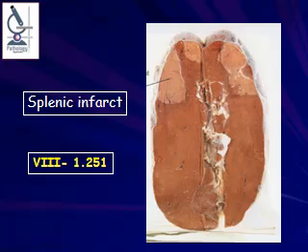How do we describe these multiple lesions? Considering the location, they are peripheral or subcapsular, which means they are located under the capsule of the spleen. They are wedge shaped or triangular in shape. The base is directed towards the capsule and the apex is directed towards the hilum. They are pale in color and they are multiple. The overlying capsule is fibrotic.